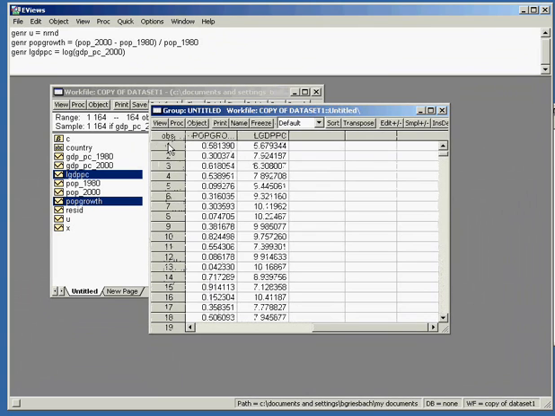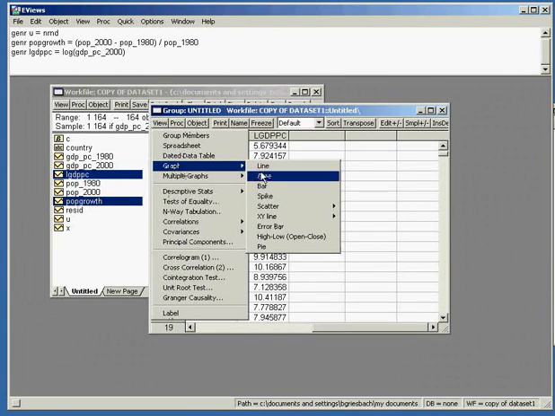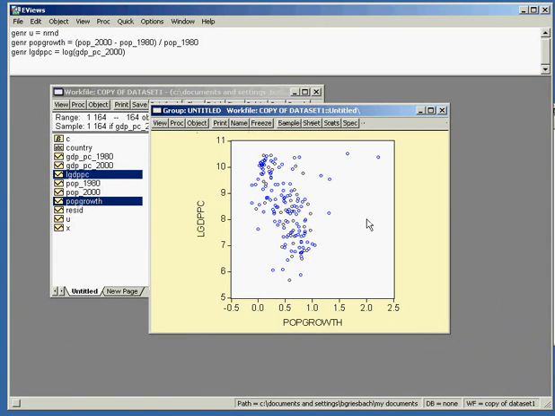Another useful graphical representation is a scatter plot, so plotting one data series against another. Graph, scatter, simple scatter. And here we might already guess that there, again, might be a negative relationship. So the higher the population growth, the lower the per capita income level.